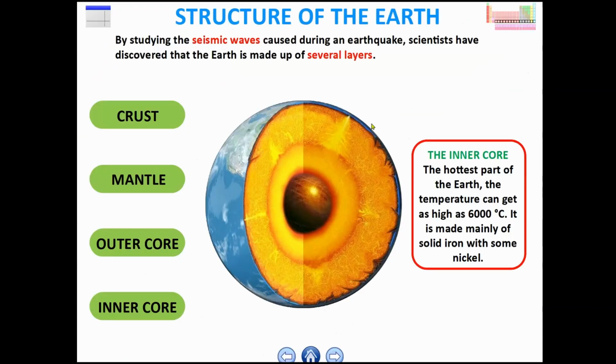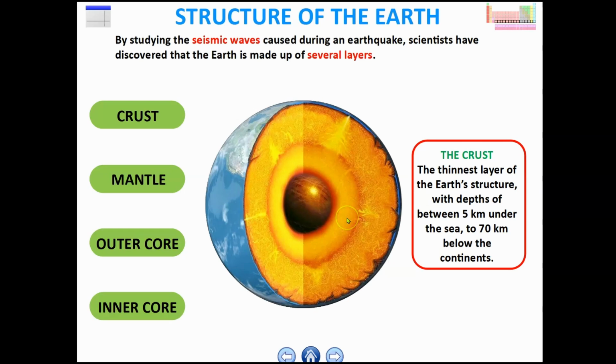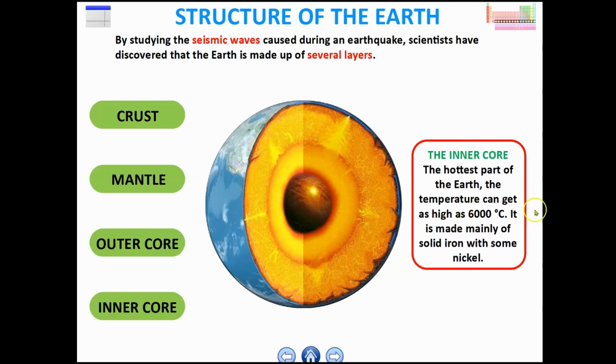Then we have our inner core, the hottest part of the Earth. The temperature can get as high as 6,000 degrees C, and it's mainly made of iron with some nickel. The inner core is the hottest part and can get as high as 6,000 degrees, which in certain parts is hotter than the surface of the sun.